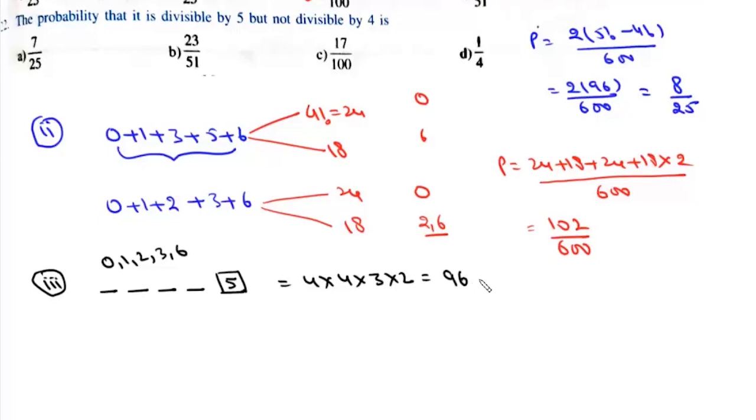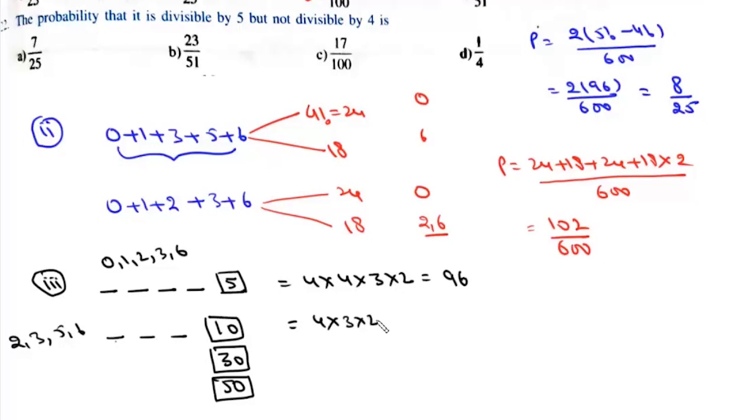96. And then we'll have the numbers which will have 0. But then it should not be divisible by 4. So we can have 10. We cannot have 20. We can have 30. We can have 50. And we cannot have 60. Now, if it is 10 here, we are left with 4 numbers, 2, 3, 5 and 6. So for this first one, we have 4 choices. Next one, we have 3 and then 2. So there will be 24, and it will be 24 for all the 3 cases.